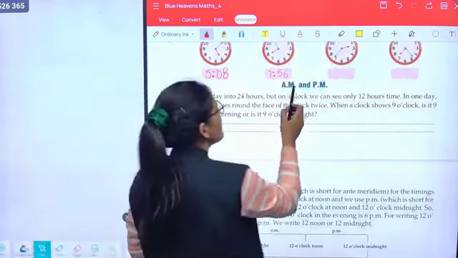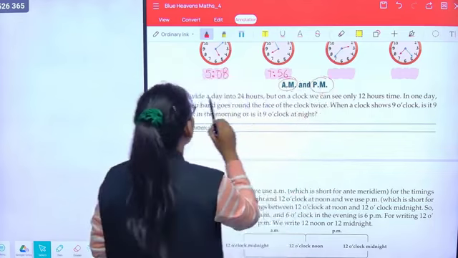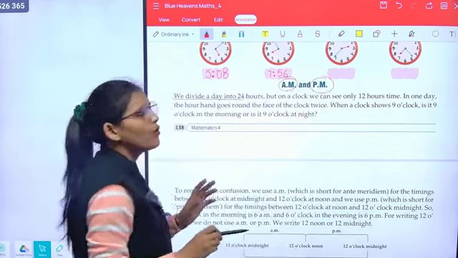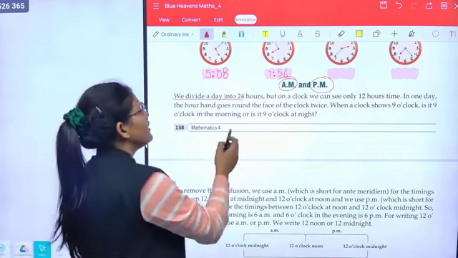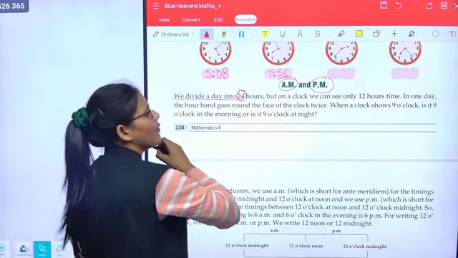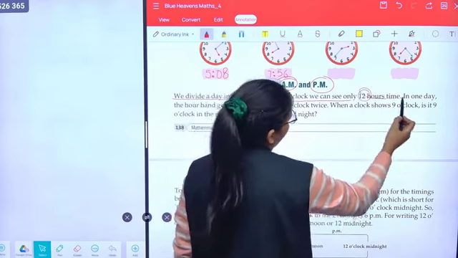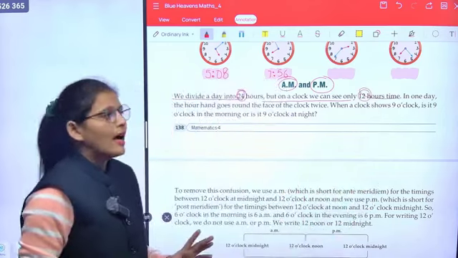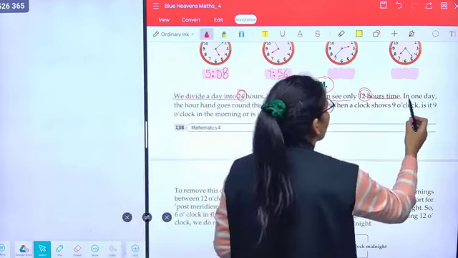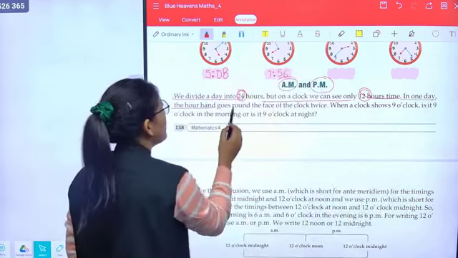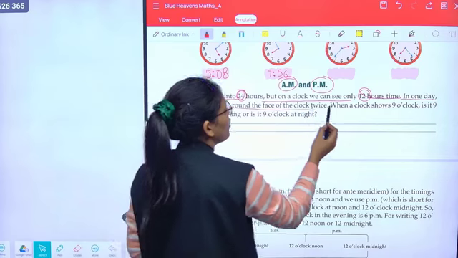Class, now we use AM and PM. We divide a day into 24 hours, but on a clock we can see only 12 hours time. In one day, the hour hand goes around the face of the clock twice.